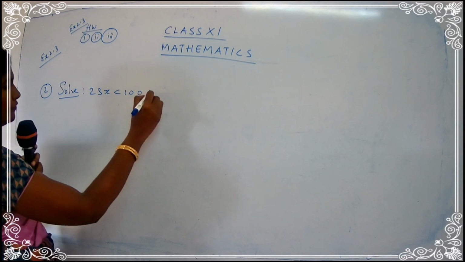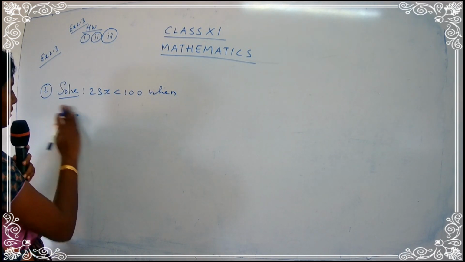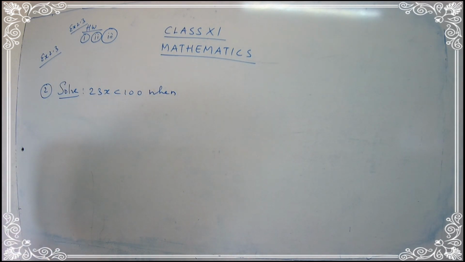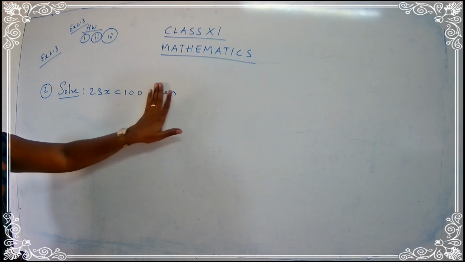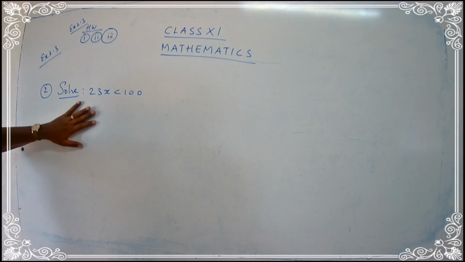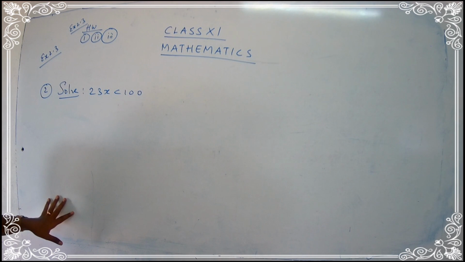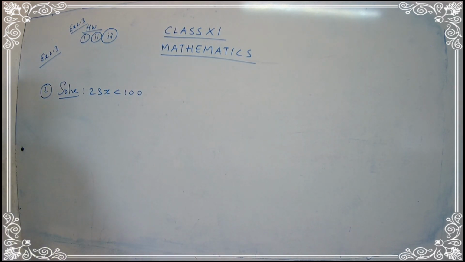I'll just go for the first part, when x is a natural number. So this is what I have to find out. Before I go with the question, just write down there, children: for question number 2, solve 23x less than 100. Both question parts we'll write later on. First of all, we'll find the value for x, and later on we'll take the required condition.